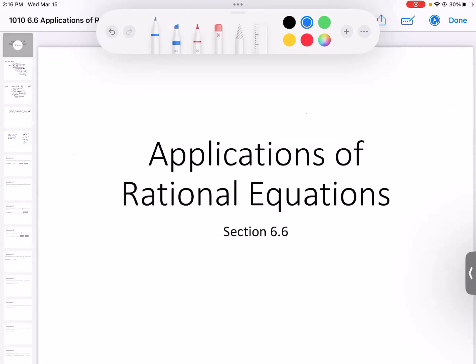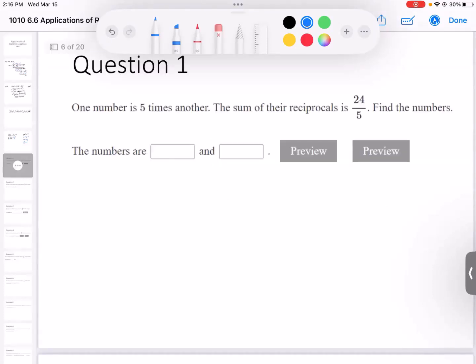All right. So on question 1, it says one number is 5 times another. The sum of their reciprocals is 24/5, but you guys probably have different numbers. And then we're asked to find the numbers. So the things we're looking for are 2 different numbers. So what would you like to call them? It doesn't matter what you choose. Like X and Y. Perfect. All right. So we're trying to find the numbers X and Y.